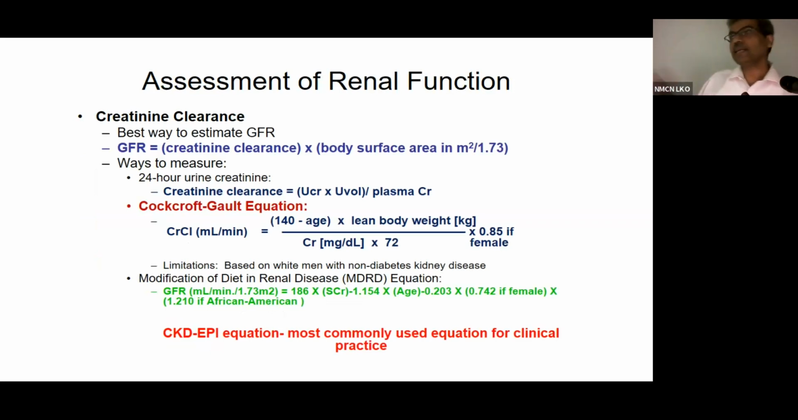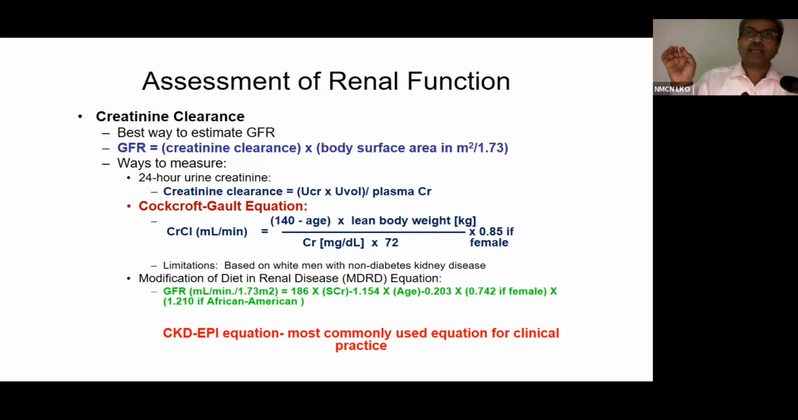One we might remember from the physiology book: GFR can be calculated easily with U into V by P. U means urinary creatinine. If you are able to estimate the urinary creatinine of the 24-hour collection, then multiply it by the urinary volume and divide by plasma creatinine value. That is one of the most accurate. If your collection is accurate, that will give a very accurate value of your GFR or creatinine clearance for that patient.